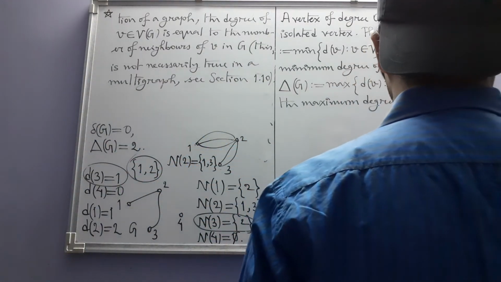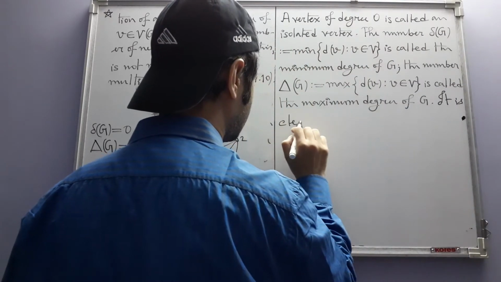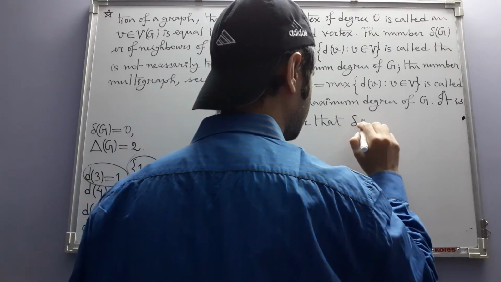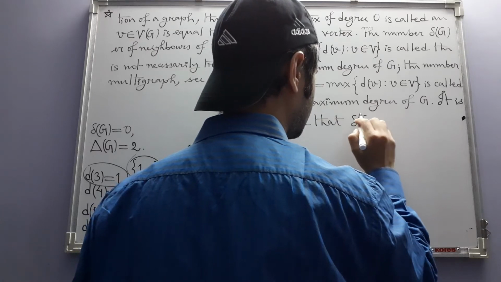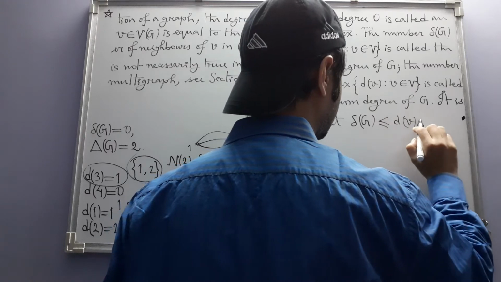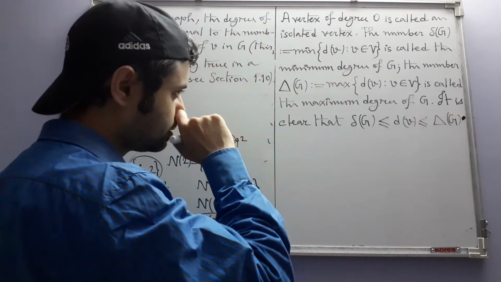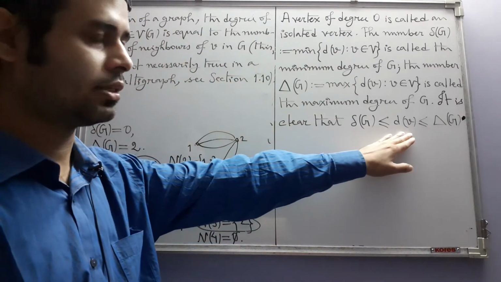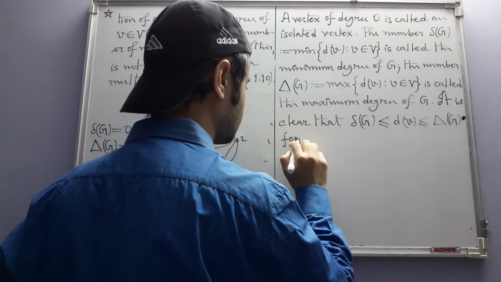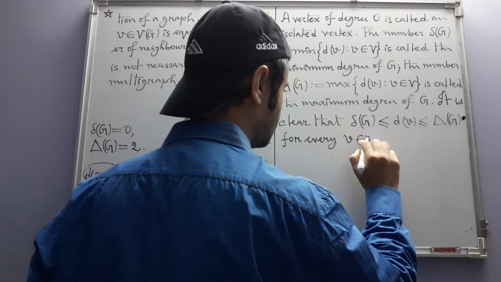It is clear that the minimum degree is related to the degree and also the maximum degree for any vertex in the graph.